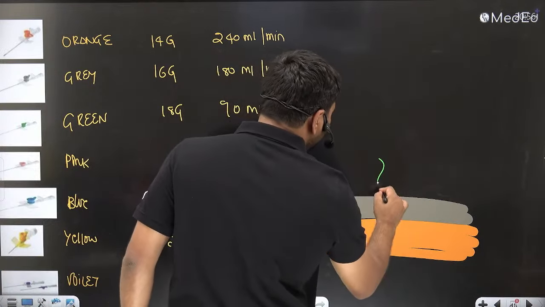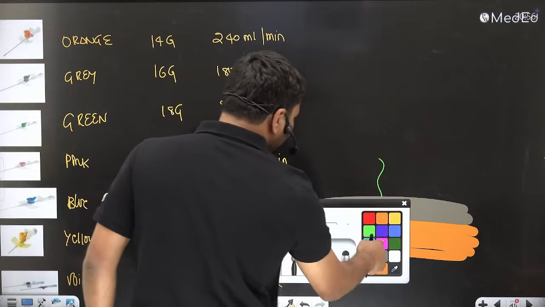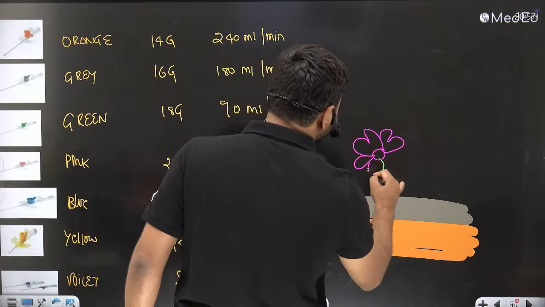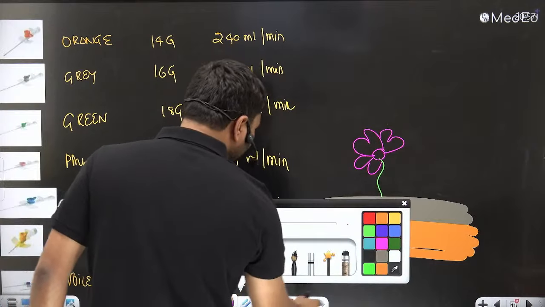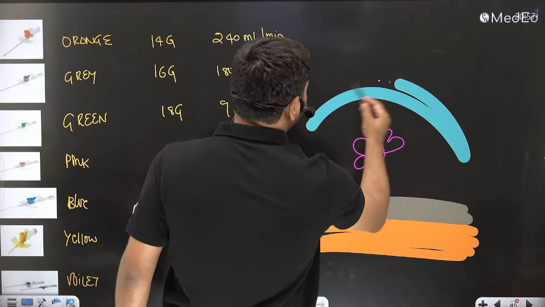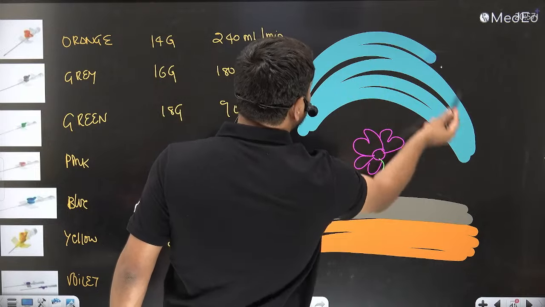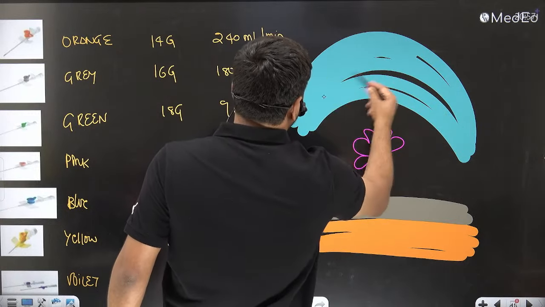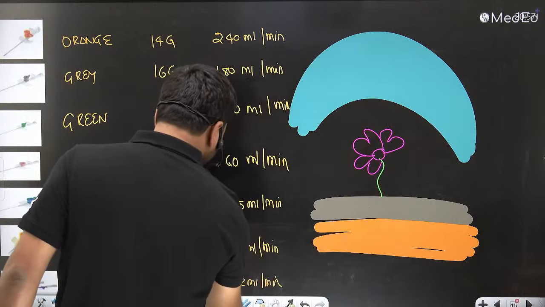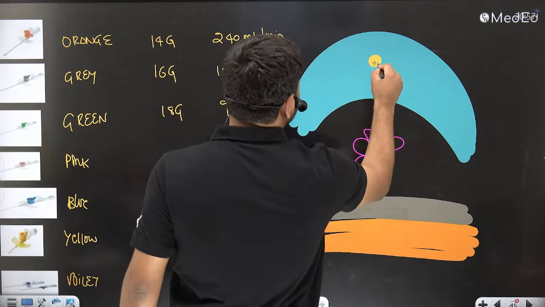Let's say this is the beautiful green tree. Above the green tree, what do you have? You have a beautiful pink flower. Above the pink flower, what do you have? You have the beautiful blue sky. Now in the blue sky, what do we have? We have our sun, right? So let's say this is the sun that is present.